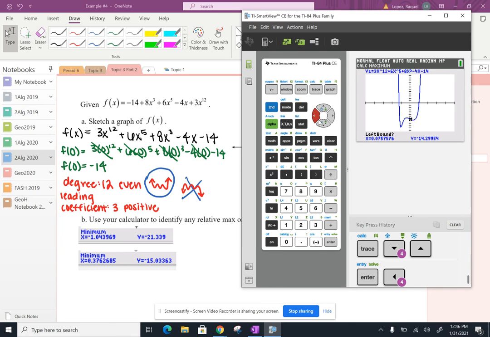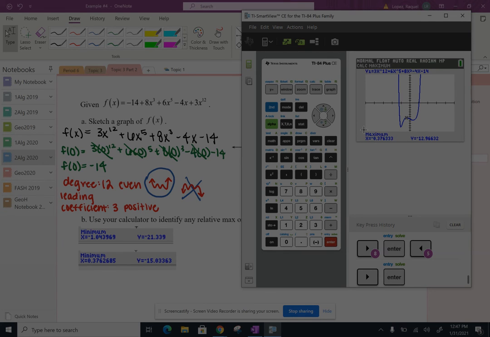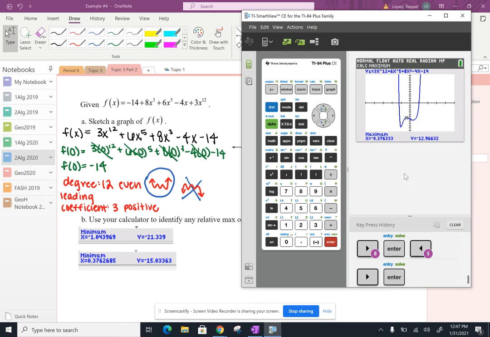My left bound is going to be slightly to the left of that. So I'm going to put that right about here. My right bound is going to be slightly to the right. Put that right here. And I'm going to put my cursor right on top of where I think that maximum is occurring. And here is my maximum. I'm just going to copy that.